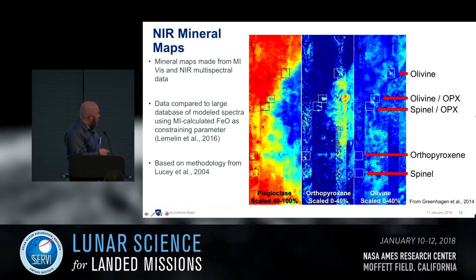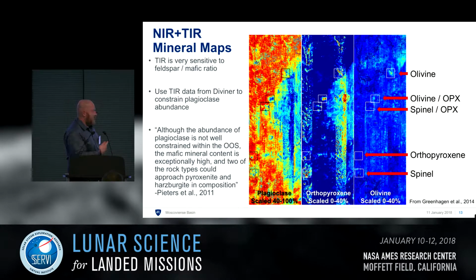And unfortunately, I did not set a timer for myself, so we'll just see how this goes. The thing that we're bringing into this more recently is the Diviner data, and what we're doing here is using the very high sensitivity that the thermal infrared has to the plagioclase-mafic ratio in order to constrain the plagioclase abundance. And this was actually one of the things that Carlie pointed out in her paper, is that the abundance of the plagioclase is not well constrained, and so that limits what we can say about the purity of whether it's a pyroxenite or whatnot.